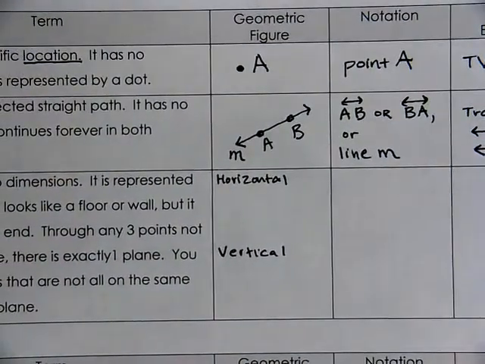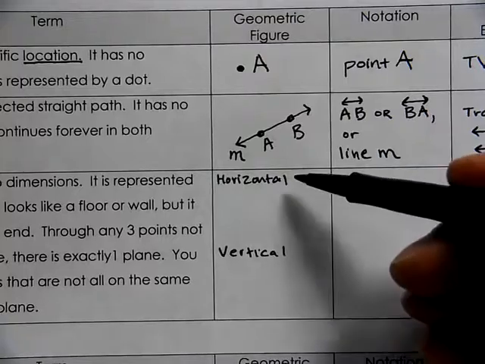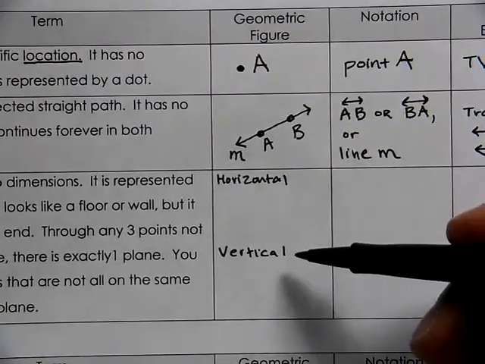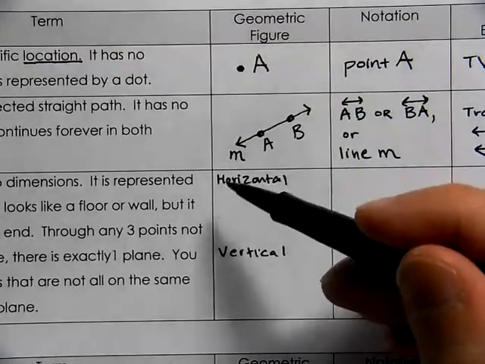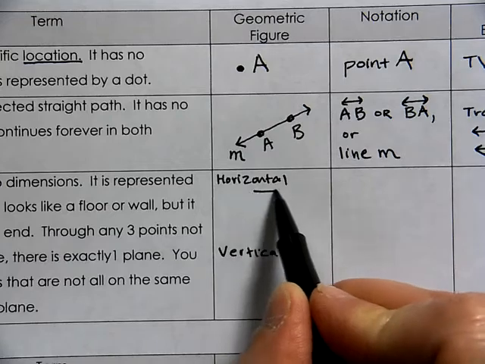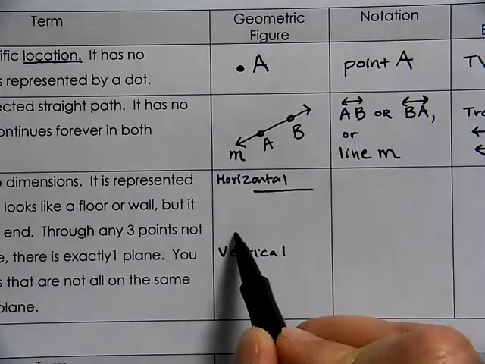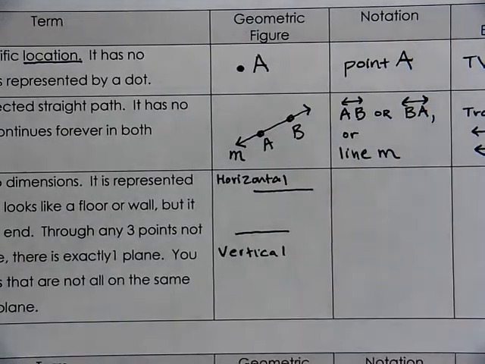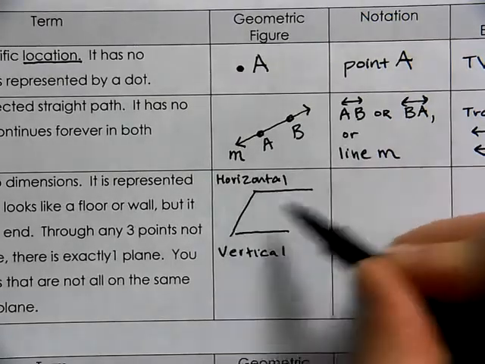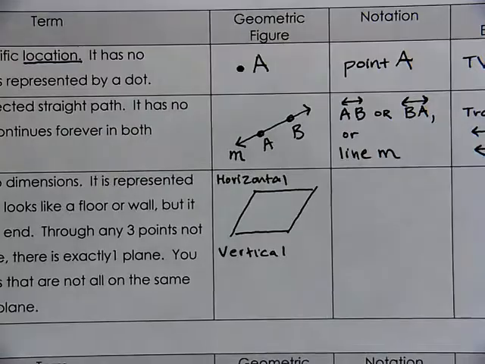So it's a shape that looks like a floor or a wall. If we want to draw a horizontal plane, we'll make it look like a floor, and if we want to draw a vertical plane, we'll make it look like a wall. To draw a horizontal plane, we're going to create two horizontal segments that are slightly offset from each other, and then we'll connect the left and right ends like so.